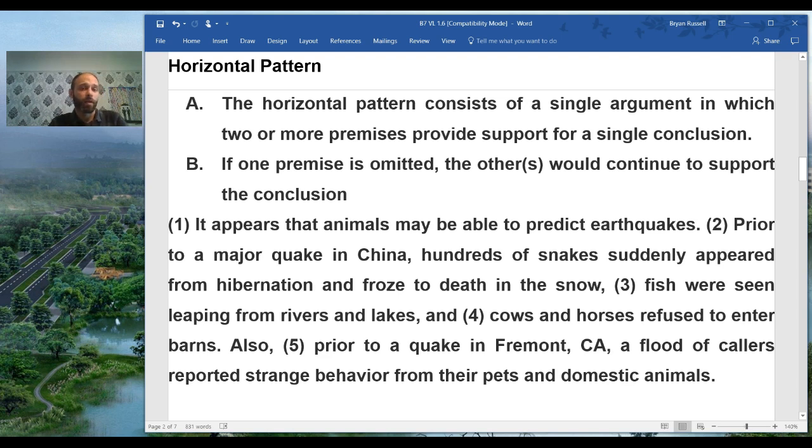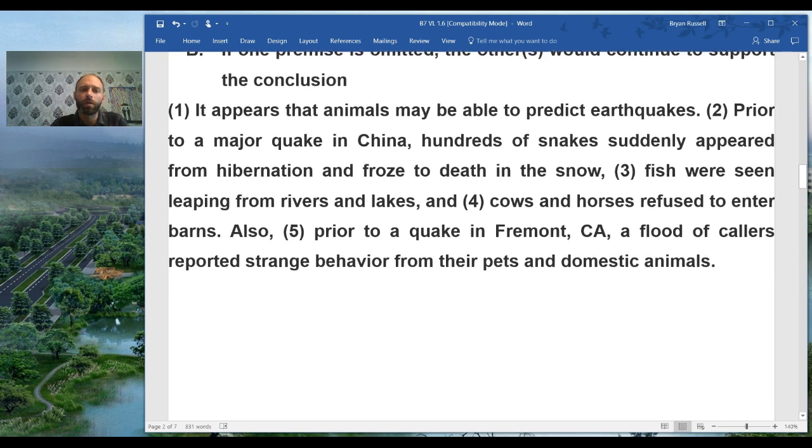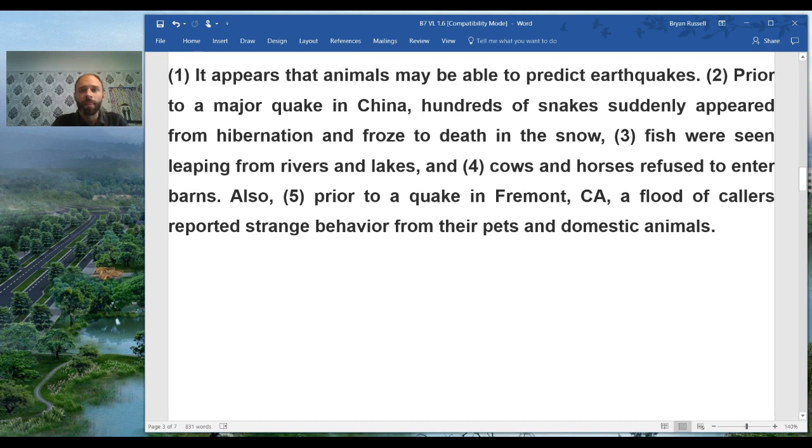So let's take a look at an example, and I'll talk about this a little bit more. So the example paragraph: it appears that animals may be able to predict earthquakes. Prior to a major quake in China, hundreds of snakes suddenly appeared from hibernation and froze to death in the snow. Fish were seen leaping from rivers and lakes, and cows and horses refused to enter barns. Also, prior to a quake in Fremont, California, a flood of callers reported strange behavior from their pets and domestic animals.